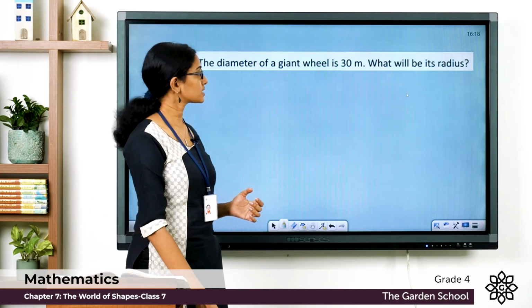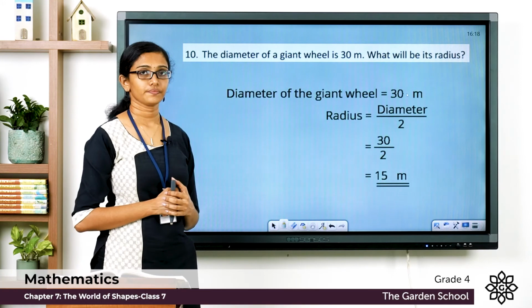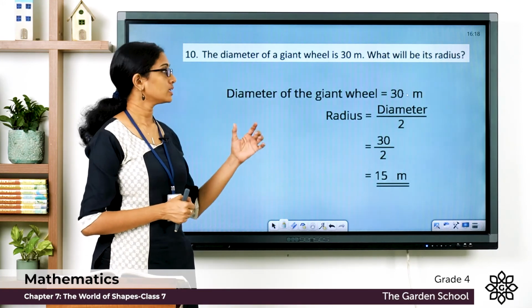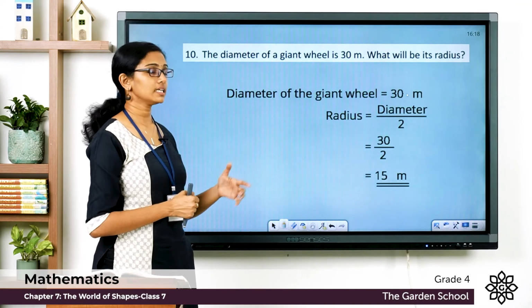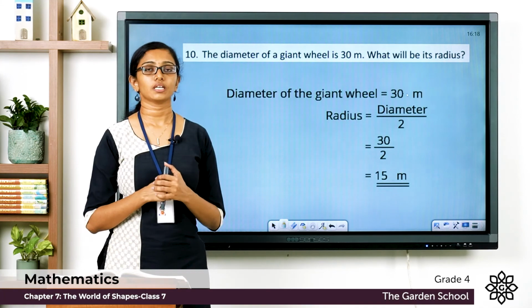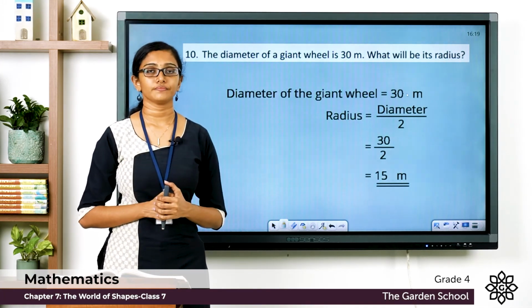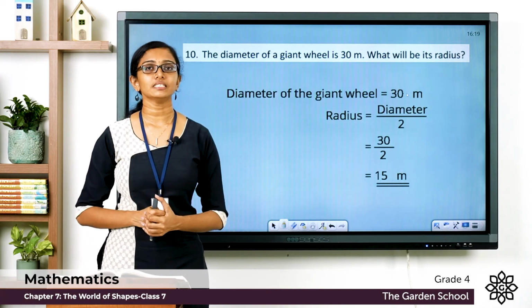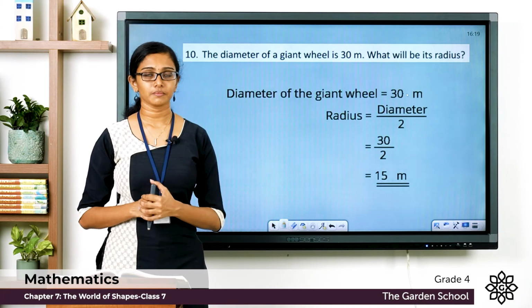Let's write out the steps. Diameter of the giant wheel is equal to 30 meter, and the radius will be equal to diameter by 2, or half of the diameter, which is equal to 30 divided by 2, and that is equal to 15 meter. So the radius of the giant wheel would be 15 meter. Hope you are clear with all the questions. Please complete the questions which you were asked to work out in your notebook from this section.